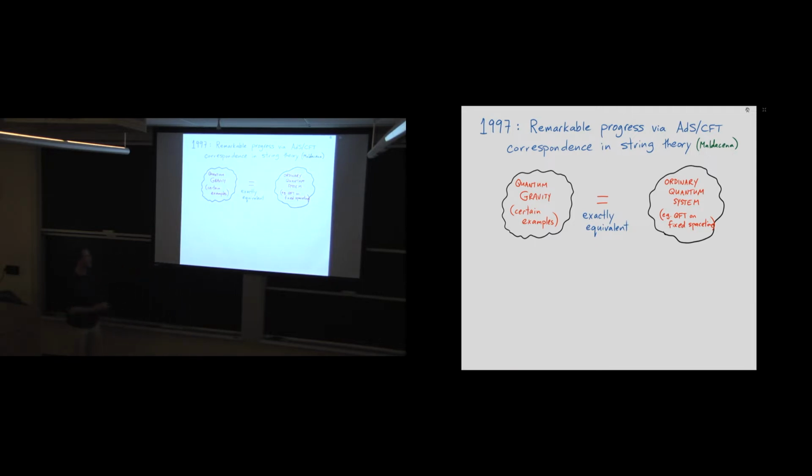ordinary pedestrian non-gravitational systems. So I'd say prior to this, we didn't even have a full definition of any theory of quantum gravity. And then this correspondence tells us that, in fact, there's certain normal quantum systems without gravity that you can write down that in some sense serve as a complete definition of the gravity theories. And I'm going to tell you more how that works.